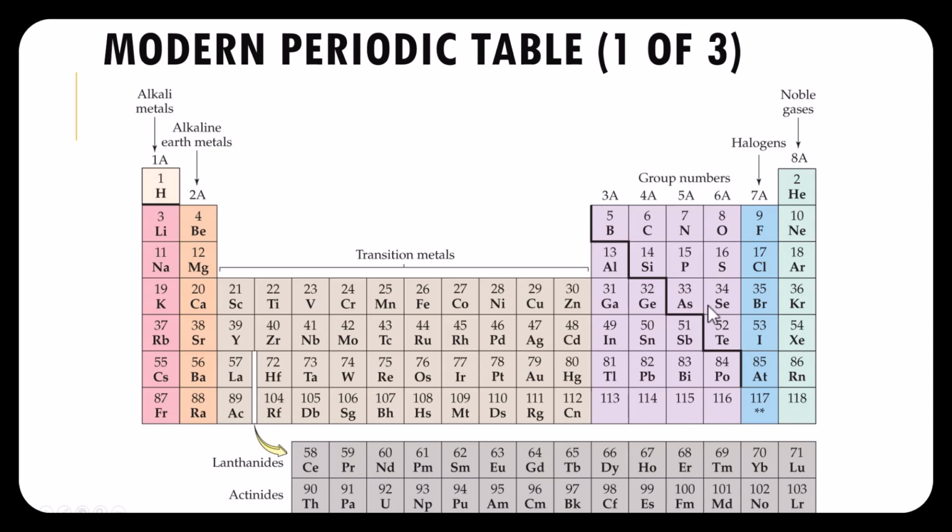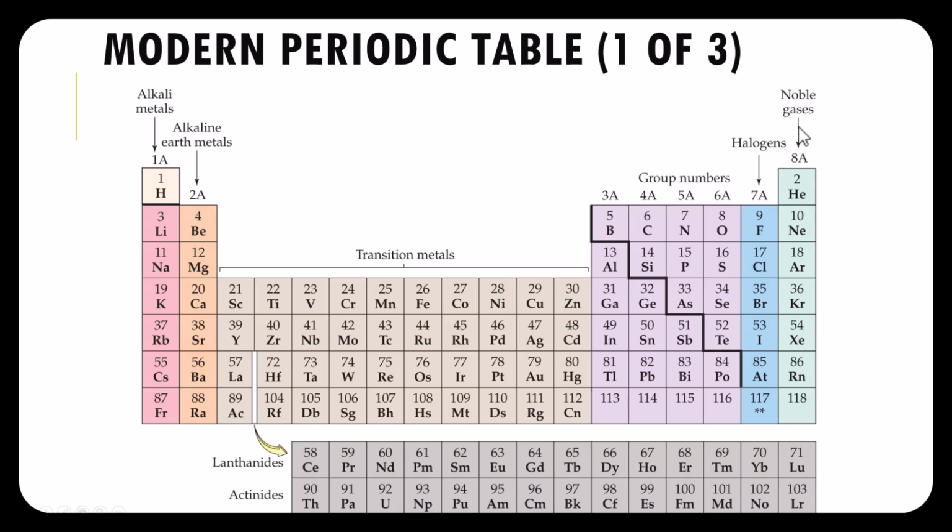Sometimes they're called families. Families, just like your family, you have a lot of the same characteristics, the same properties. Same thing with the families on the periodic table. They have a lot of the same characteristics. So the first one that we see here is our noble gases. That's over here, 8A or 18.